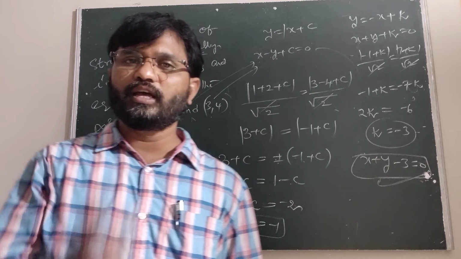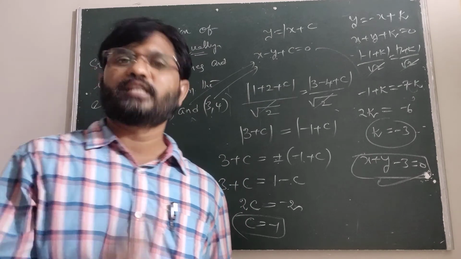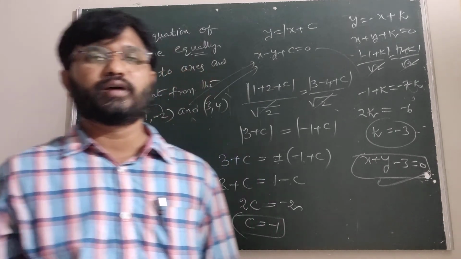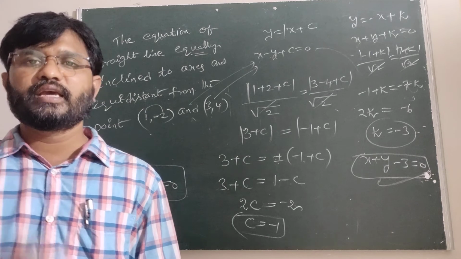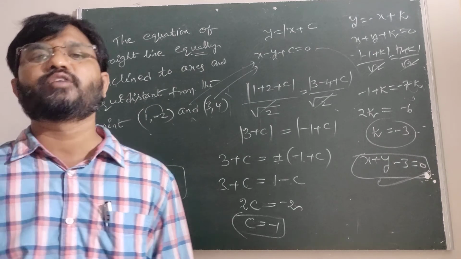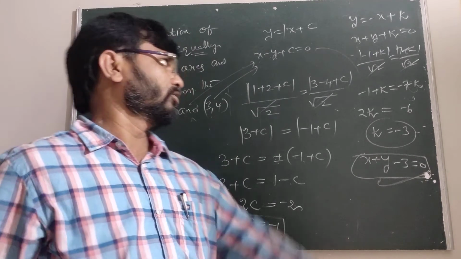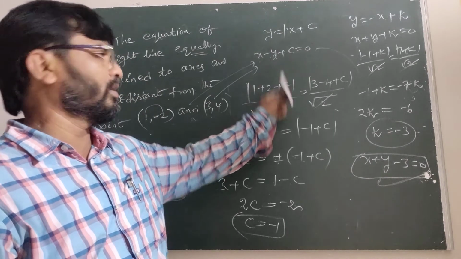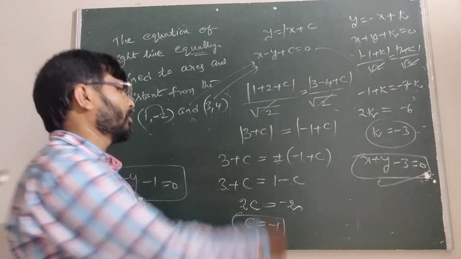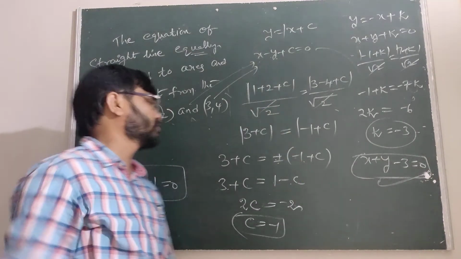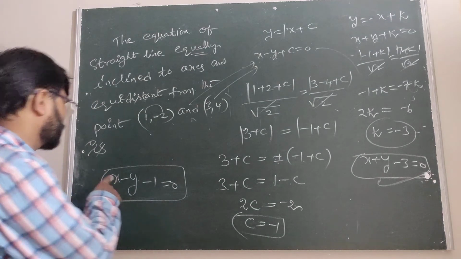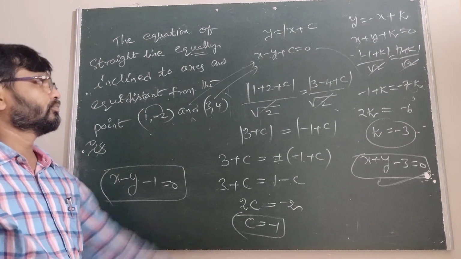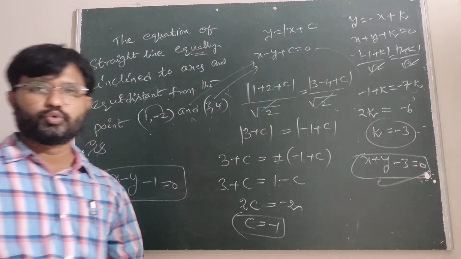We have to know that the distance of the point x1, y1 to the line ax plus by plus c equal to 0 is modulus of ax1 plus by1 plus c upon root of a square plus b square. Here a square plus b square is 1 plus 1, that is root 2. Okay.